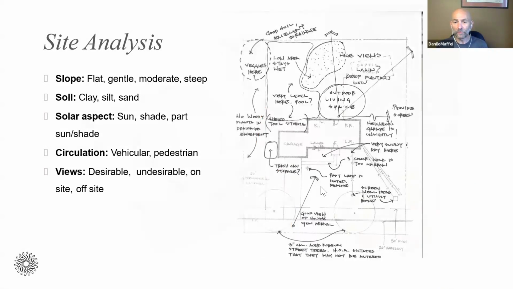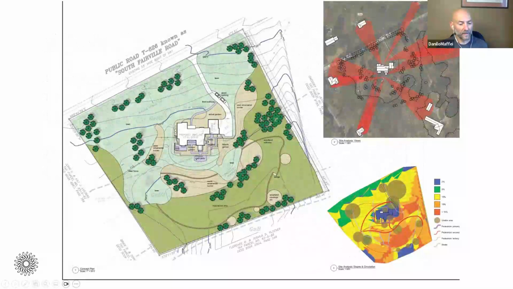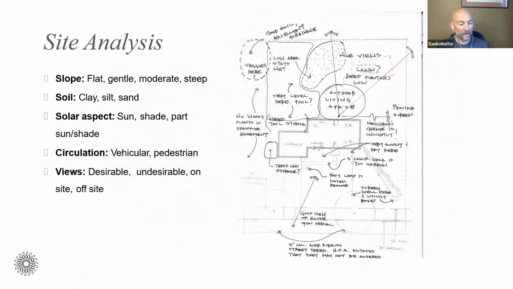I've developed a symbol library of my own that helps you understand if a person's standing here and looking in this direction. I'll put a broad arrowhead on here, and I use that as my good view symbol. And I might make a note to myself that there's nice views.